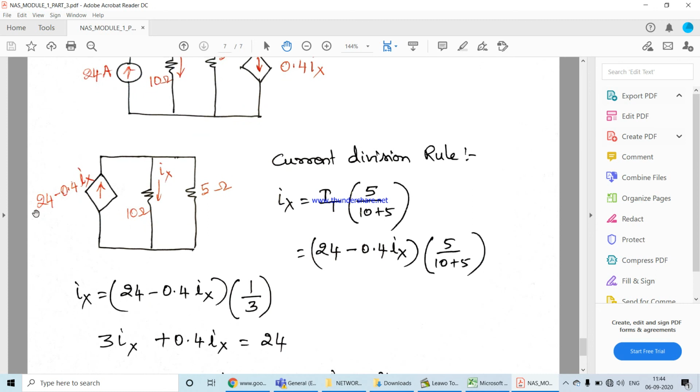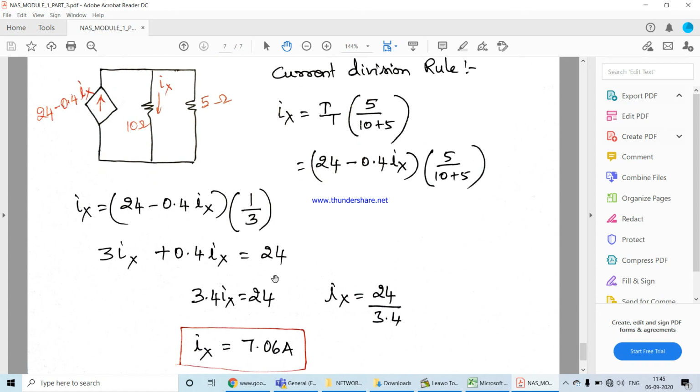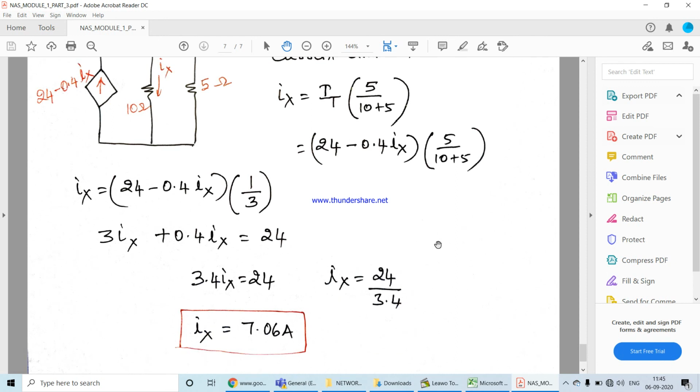So here Ix equals the total current 24 minus 0.4 Ix multiplied by 5 divided by 10 plus 5, which is 5 by 15. 5 by 15 can be written as 1 over 3. So Ix would be equal to (24 minus 0.4 Ix) into 1 over 3. Therefore 3 Ix plus 0.4 Ix would be equal to 24. Then you get 3.4 Ix equals 24 and Ix would be equal to 24 by 3.4. Therefore finally Ix equals 7.06 amps.